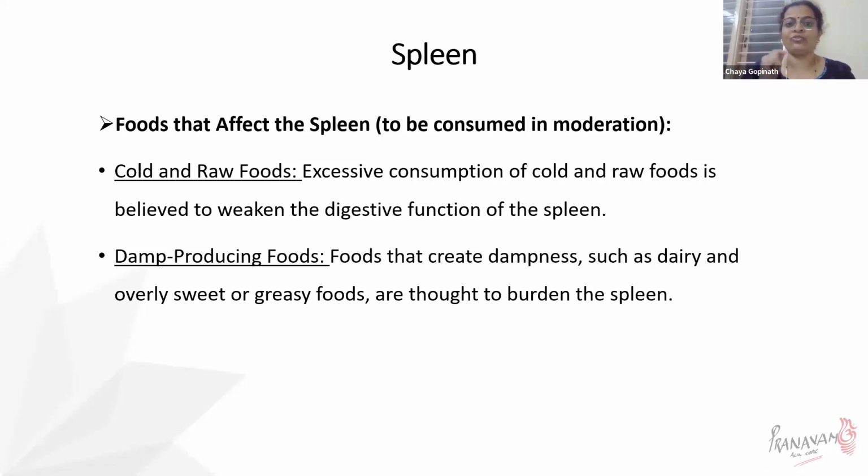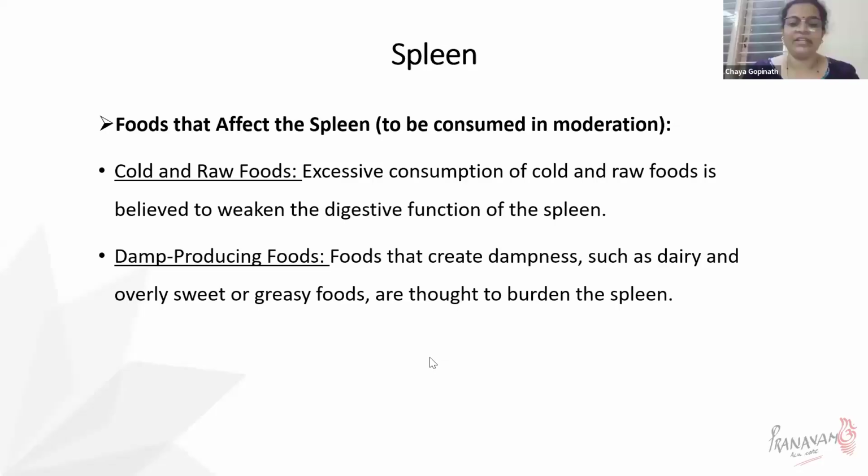All those who have teeth marks on your tongue, go to the mirror now. Look at your tongue. If you're having teeth marks, say no to paneer. Say no to dairy foods. Say no to sweet foods. Say no to oily foods. So that is how you can identify whether you can have these kinds of foods or not. You need to avoid dairy foods.